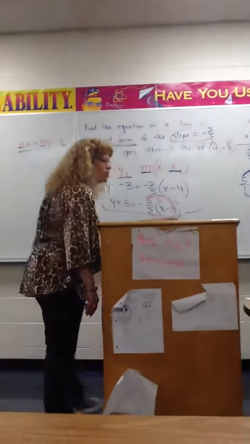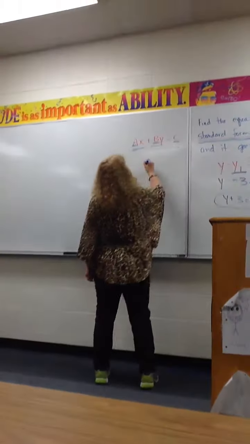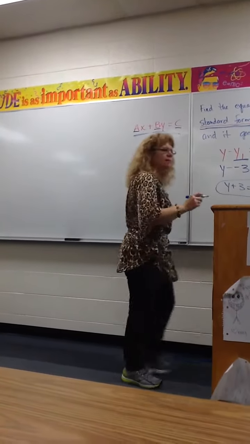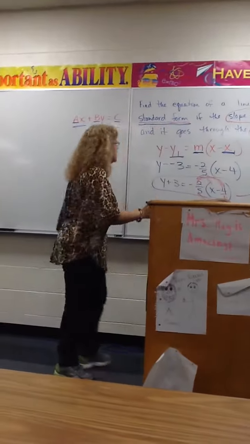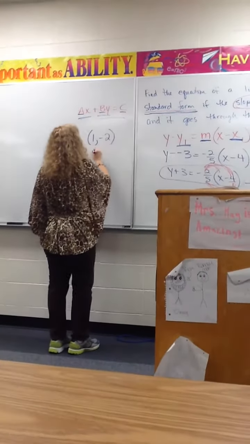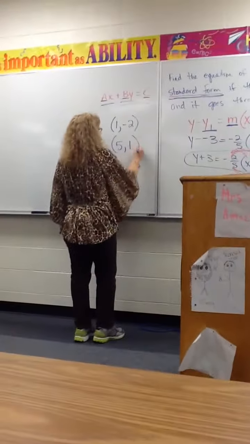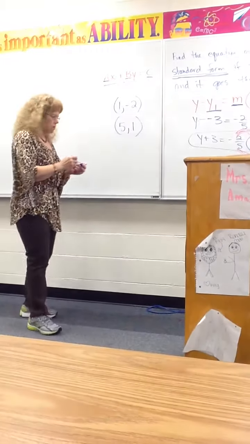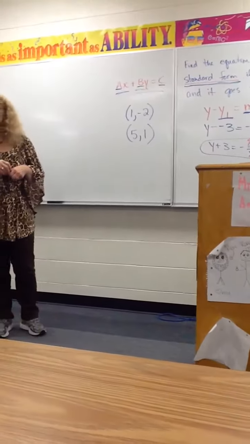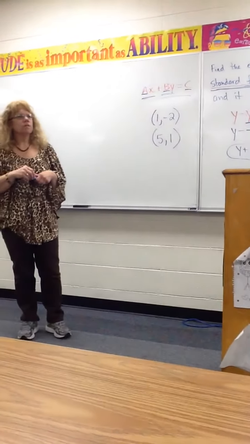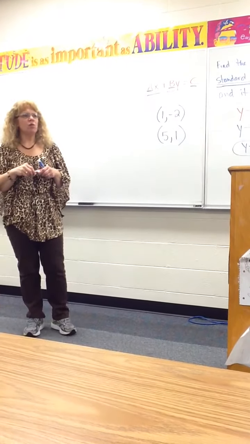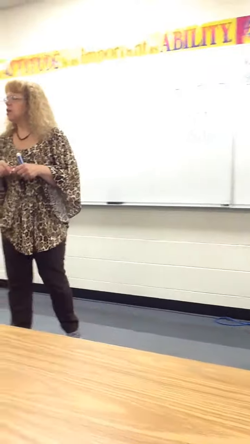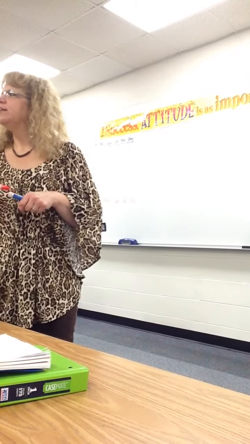Example 2 says, find the equation of a line that goes through 1, negative 2, and those 2 points. Well, if you look over there, all we have is slope-intercept and point-slope. I don't have one that's point-point form. So what am I going to do? I only have slope-intercept and point-slope.